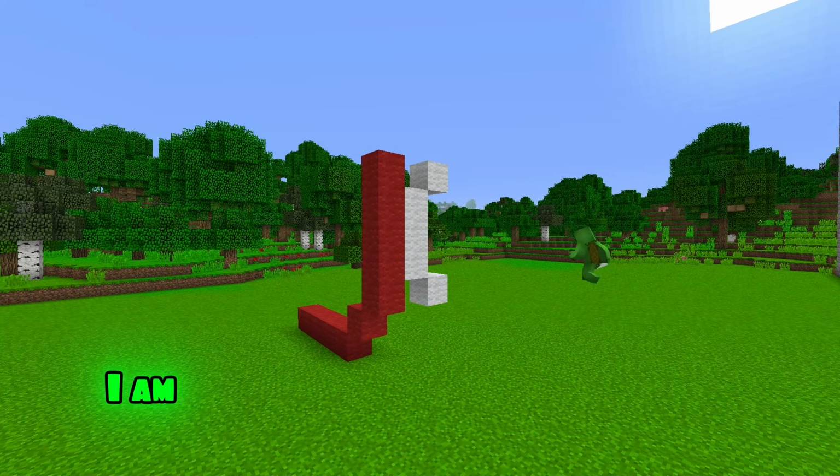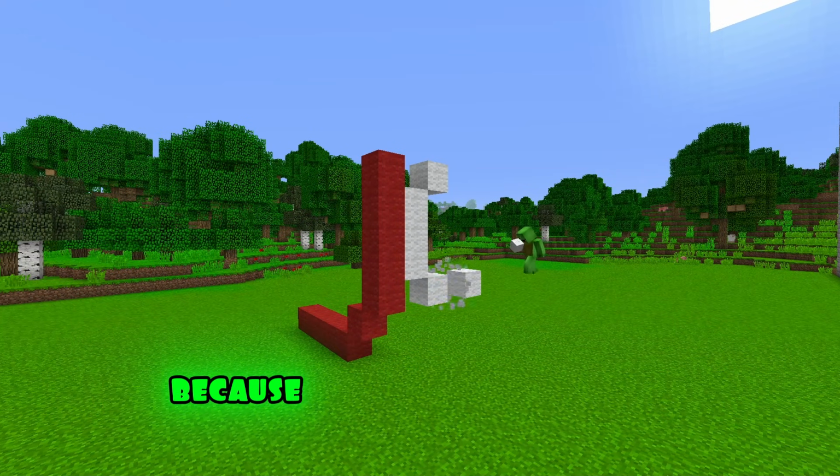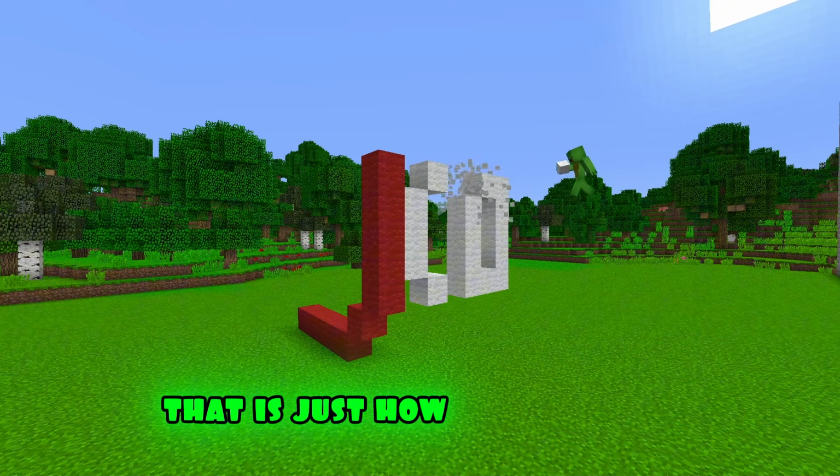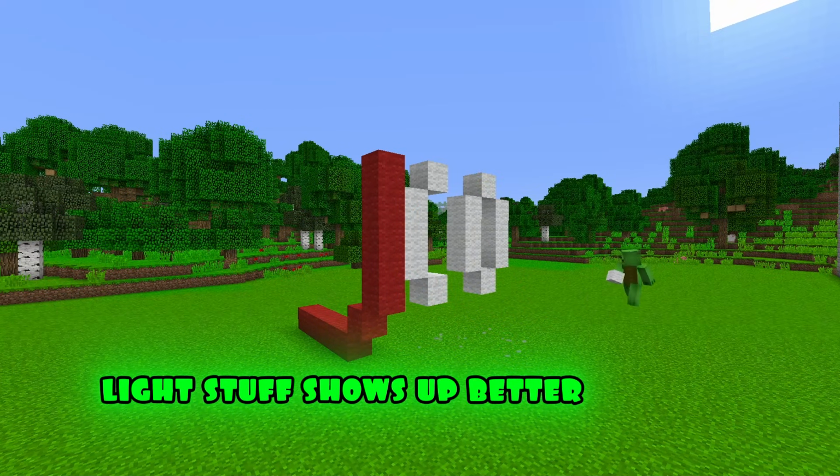So the first thing I need to do is start with the letters on the side of the can. I am using white wool for the word Coke, because when you have a red background, white letters are the easiest to see. That is just how colors work. Light stuff shows up better on dark stuff.